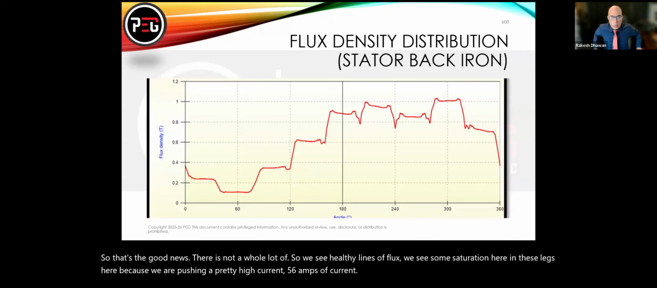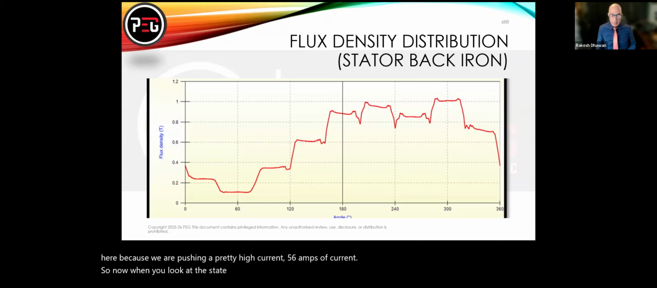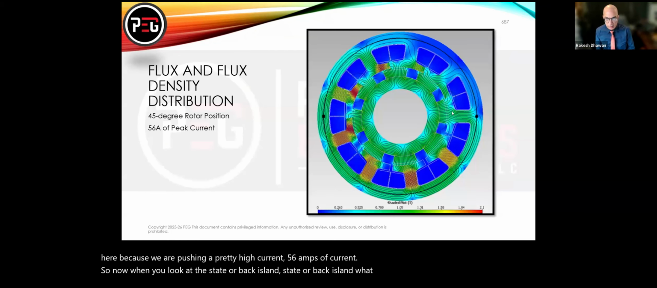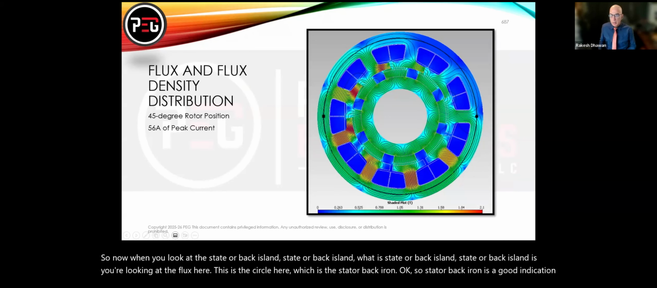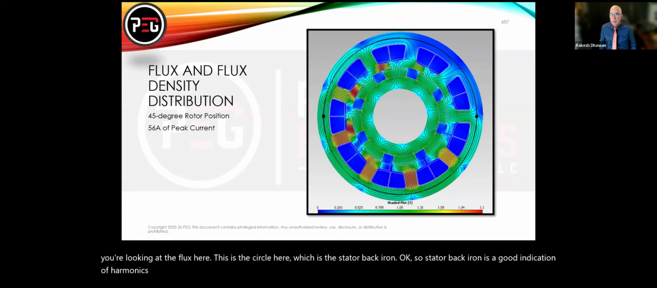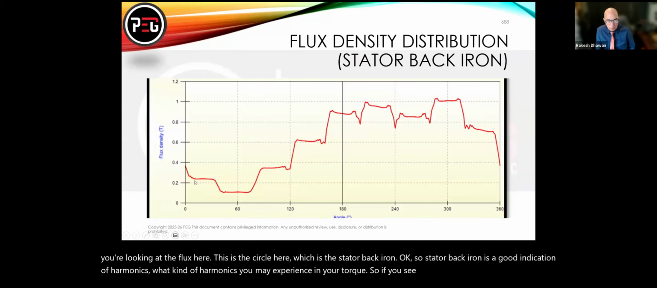Now when you look at the stator back iron, what is stator back iron? You're looking at the flux here. This circle here is the stator back iron. Stator back iron is a good indication of harmonics, what kind of harmonics you may experience in your torque. If you see here, this stator back iron starts from 0 degrees.